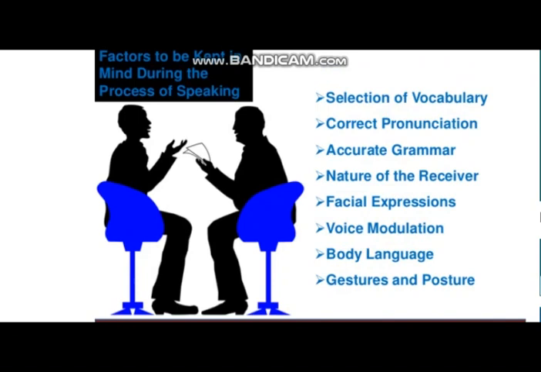The first important element is selection of vocabulary, then correct pronunciation, then accurate grammar, then nature of the receiver, facial expressions, voice modulation, body language, gestures and posture.